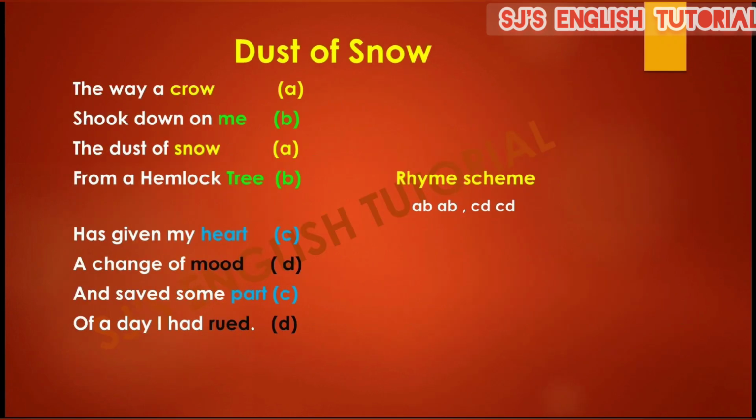Look at the poem, students. The poem has only 8 lines and 2 stanzas. Each stanza has 4 lines. The rhyme scheme of the poem is A B A B C D C D. Now look at the lines.